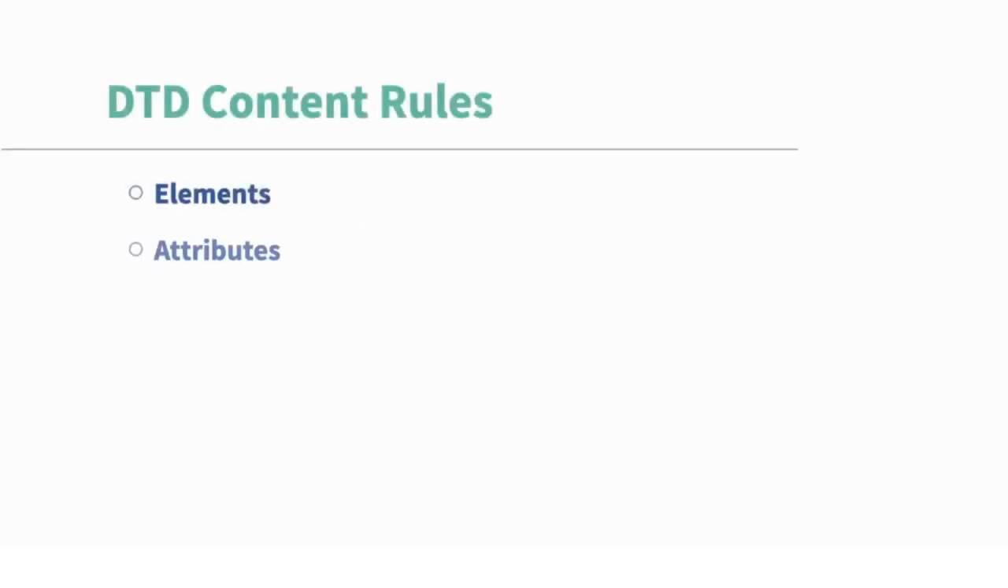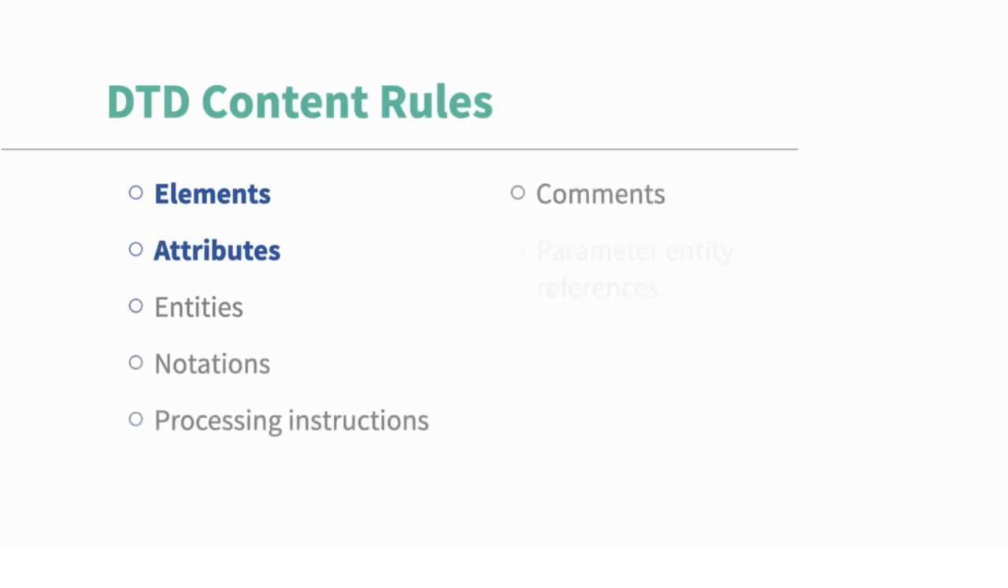DTDs can specify a variety of document content rules involving elements, attributes, entities, notations. Well, I'm not going to read the whole list. You can see it for yourself. In other words, DTDs can specify just about every kind of XML content type that we looked at earlier in the course. Now, those last five, from entities down through parameter entity references, are fairly advanced. So for the rest of this chapter, I'm only going to focus on DTDs that define elements and attributes because those are by far the most common examples you're going to find when you're working with DTDs.